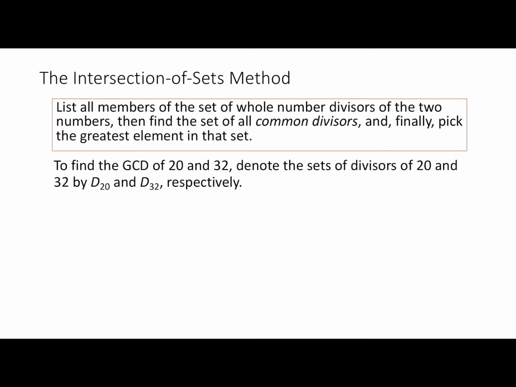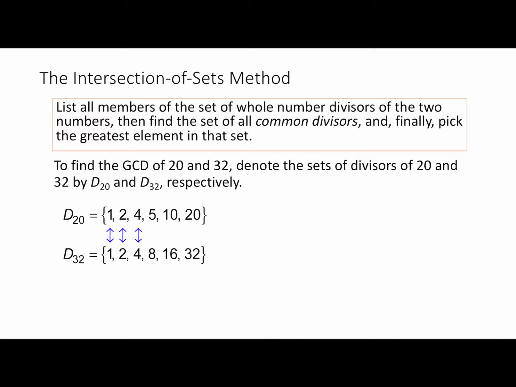I want to find the greatest common divisor of 20 and 32. So I'm going to start by listing the divisors of 20 and the divisors of 32, and I've denoted those with a D sub 20 and a D sub 32. So the divisors of 20 are 1, 2, 4, 5, 10, and 20. The divisors of 32 are 1, 2, 4, 8, 16, and 32.